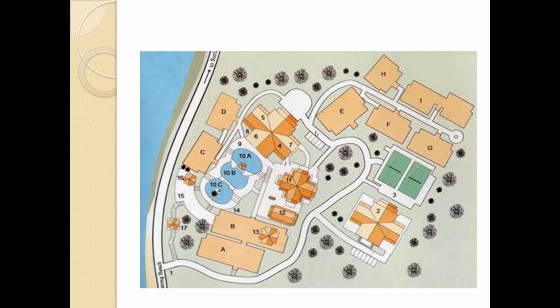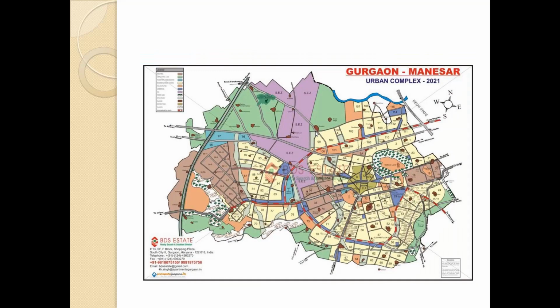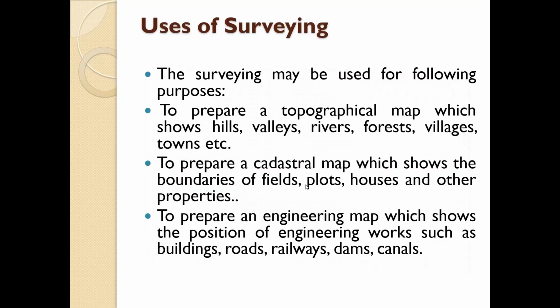Again, this is another map which has been prepared, and this is a rather bigger scale map, that is Gurgaon and Manesar. Here you can see different regions, that is SEZ and zones, even the free areas, that is forested areas, even roads you can see, even rail lines you can see. All these things, this kind of map, has been prepared with the help of surveying only.